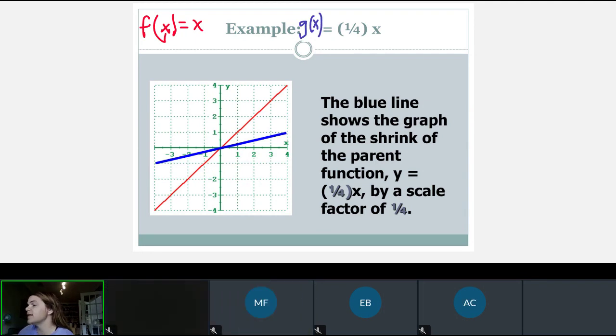For g of x, I still have a y-intercept of 0 at this point. Look at my slope. It's going to be 1 over 4, so that's up 1 to the right 4. And that's where my point is. So that's my new line. Do you see how that is wider? It's like we took that line and we smushed it down and it started to flatten out. That is called a compression, or if you want to call it a shrink, that's fine too.